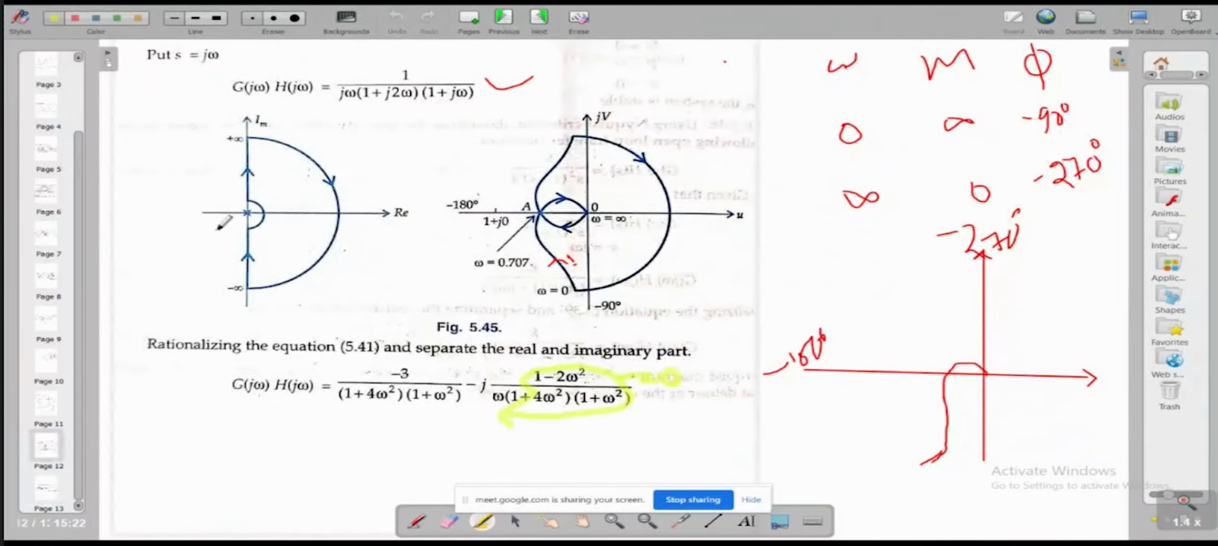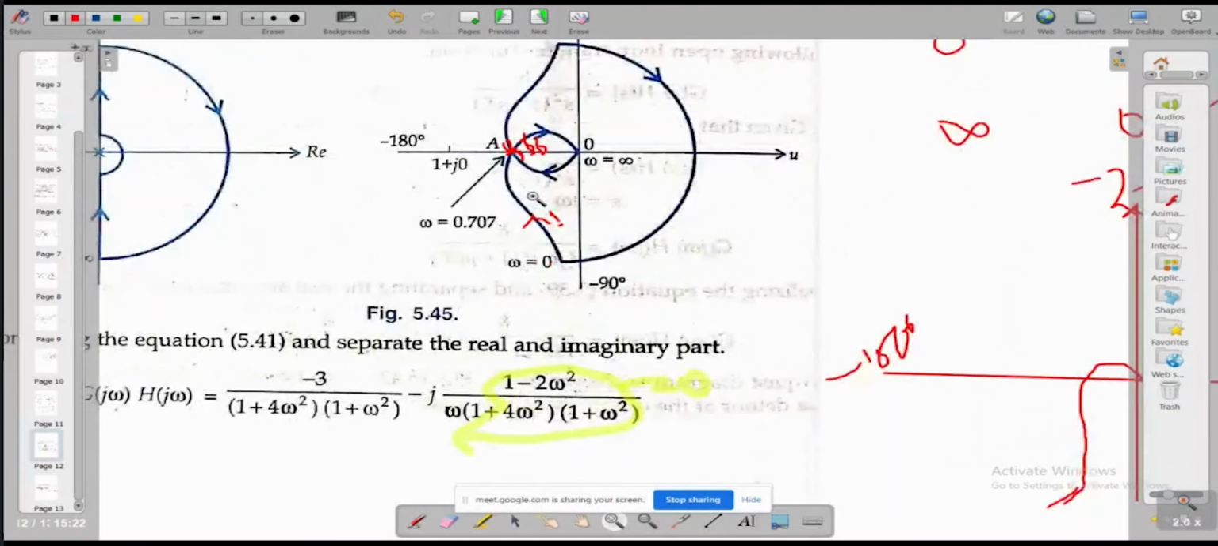This is 0. This point is 0.66. So 0.66 lies before minus 1 j0. Whether it will lie inside the unit circle or outside the unit circle? Outside, someone says. Who told that this will lie outside the unit circle? This is minus 1.00 and this is 0.66. Obviously, this will lie inside the unit circle. So this system will be stable.